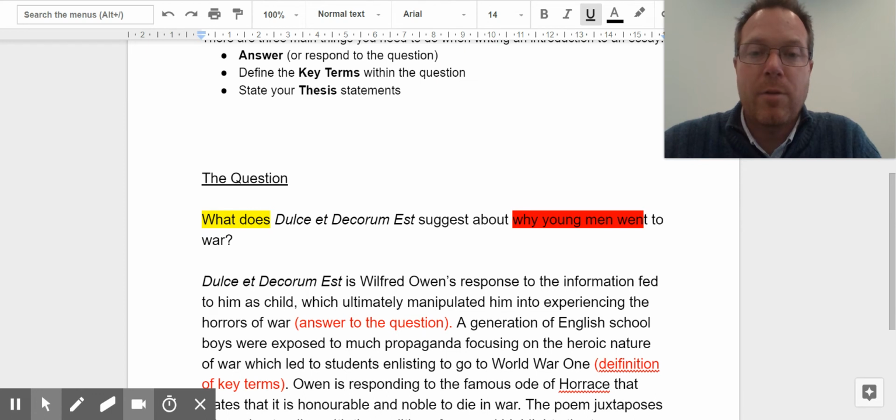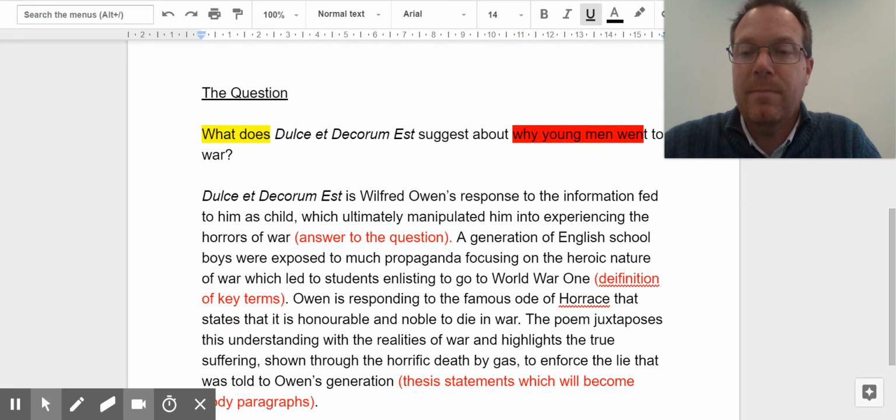That's why they went. They were tricked into going, due to Horace's poem, which is where Dulce et decorum est comes from. They were tricked essentially to go and find out the horribleness of it. So this poem is eventually Owen being angry about why his generation was told a lie and went off and were killed for it. So here's my introduction.